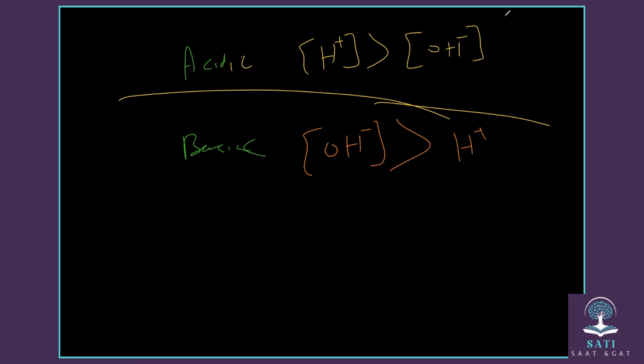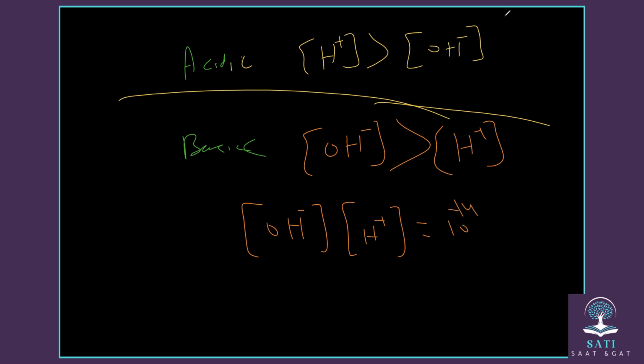In this case, the concentration of OH is greater than H, so we call it a basic solution. Good. Now, the multiplication in general: the concentration of OH multiplied by the concentration of H will always give you a constant, 10 to the power of negative 14. Keep it in mind.